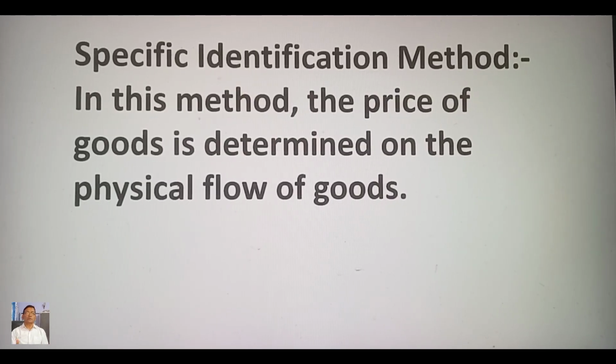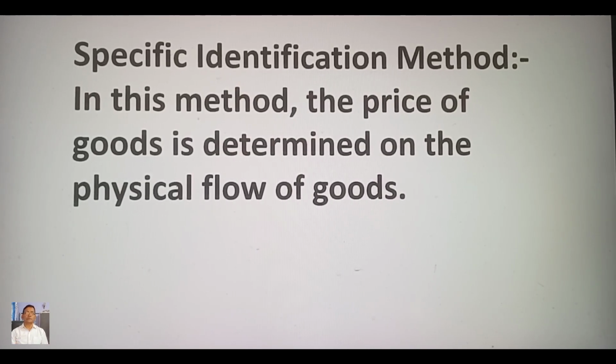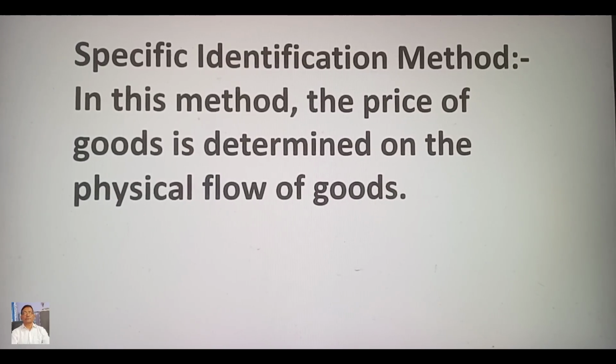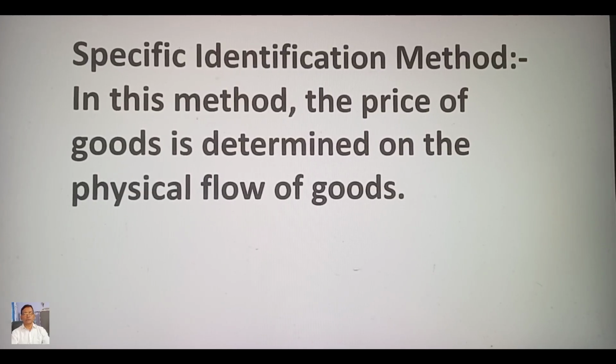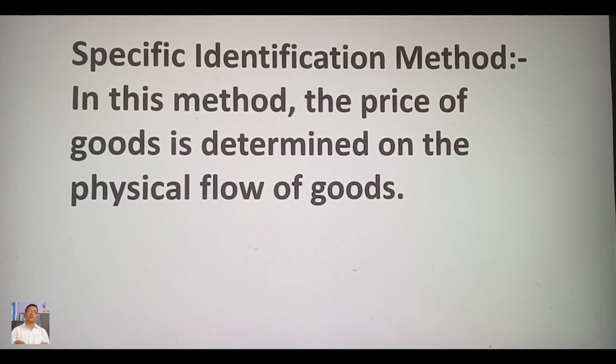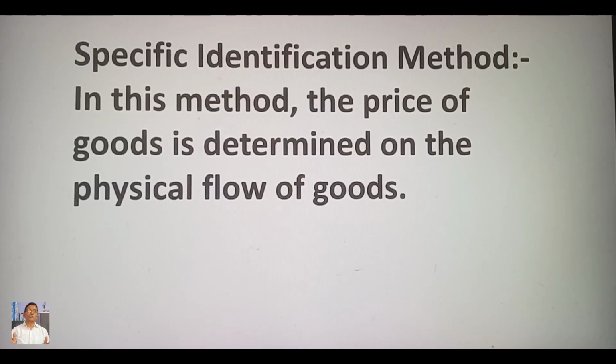Specific identification method. In this method, the price of goods is determined on the physical flow of goods. Specific costs are attributed to the recognizable goods. It involves sorting various lots bought separately to ascertain the lot whose specific purchase price forms the basis for their historical cost.